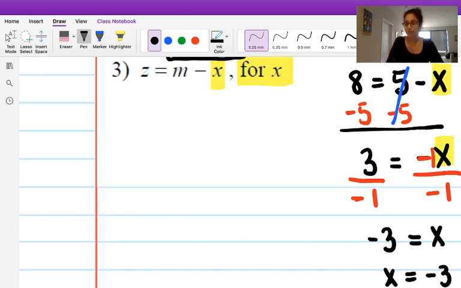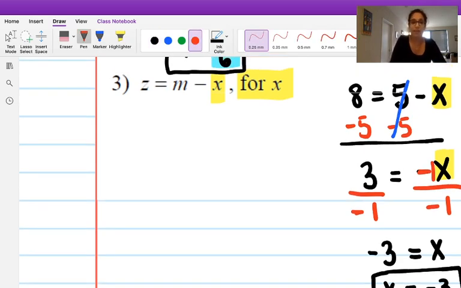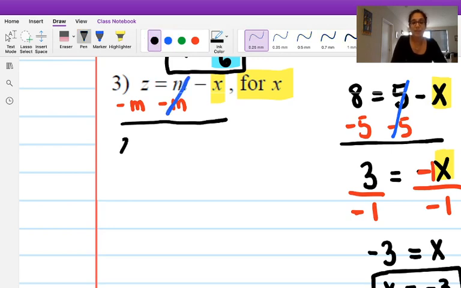So, same steps. You will notice we are doing the same thing, except instead of a 5, it's an m, and instead of an 8, it's a z. So, the first thing I'm going to do is I'm going to subtract this m out, minus m. Okay, so I get, this goes away, so I get z minus m equals negative x.